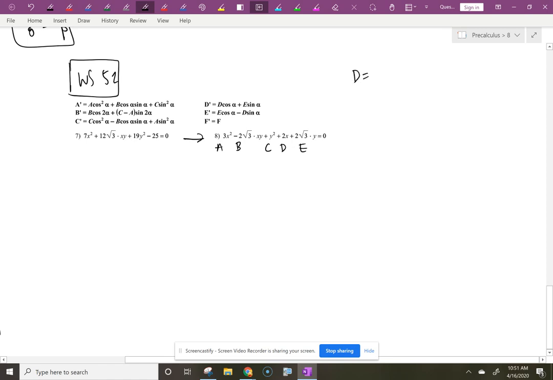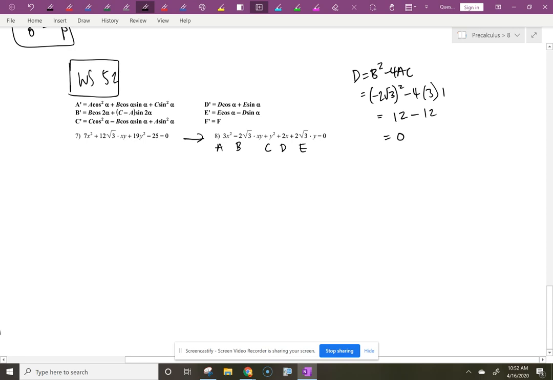Discriminant test is B squared minus 4AC. So B squared is negative 2 root 3 squared, minus 4 times A, which is 3, times C, which is 1. So that's minus 12 on the back. And this is going to be 4, because 2 squared is 4, times 3 is 12. So 12 minus 12 is 0. Oh my goodness. There you go. It is equal to 0.